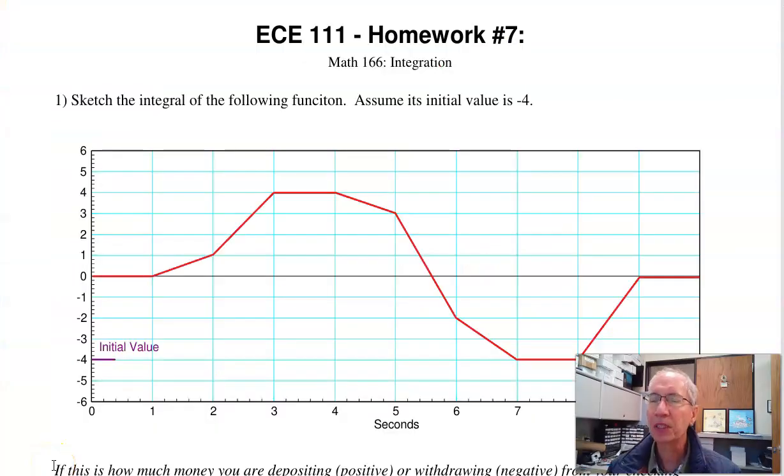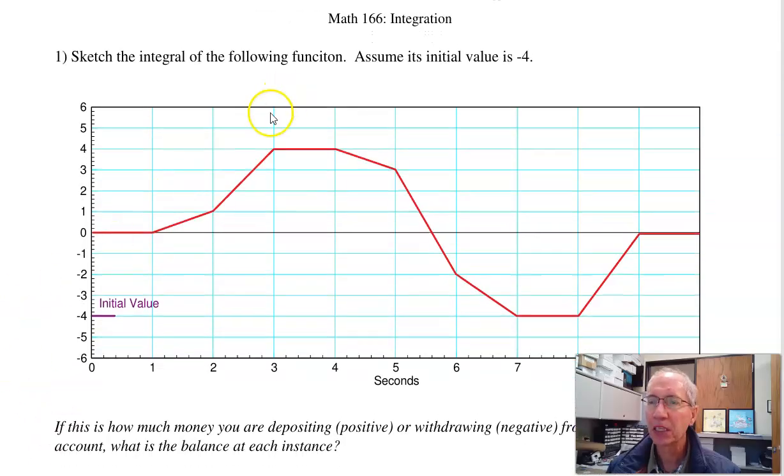Now the first problem isn't really a Matlab problem, it's just conceptual. Sketched by hand, if here's the function y of t, what is the integral of y? And assume initially the value is at -4. Integration is area under the curve.